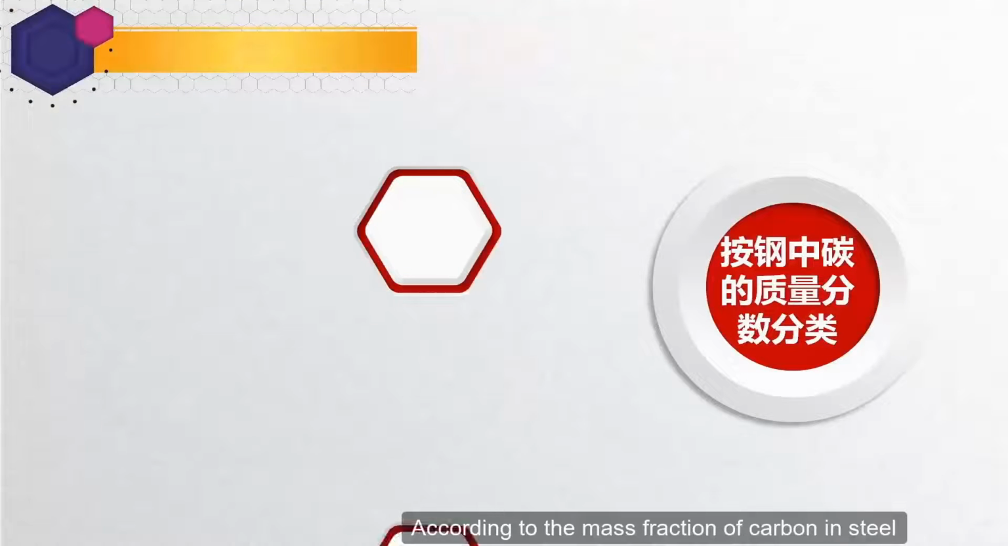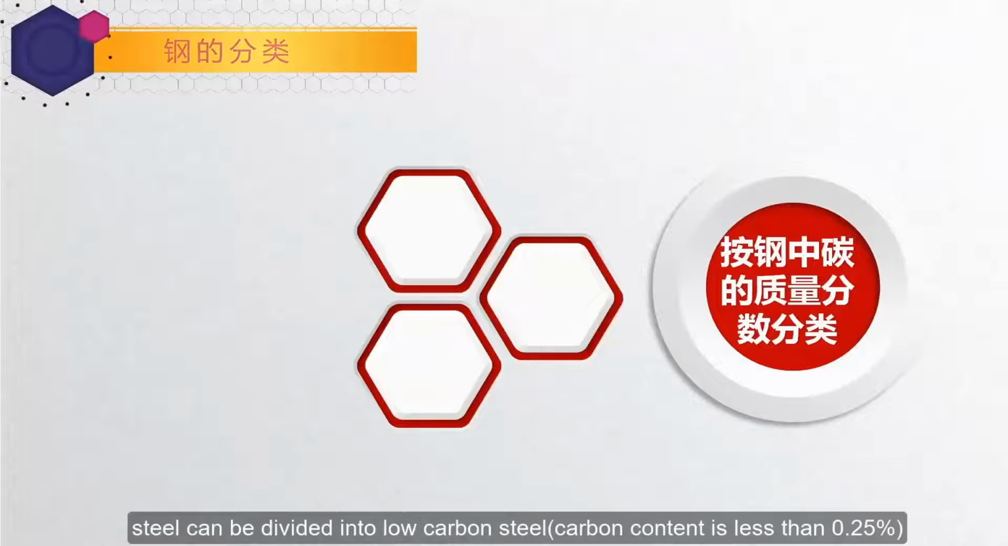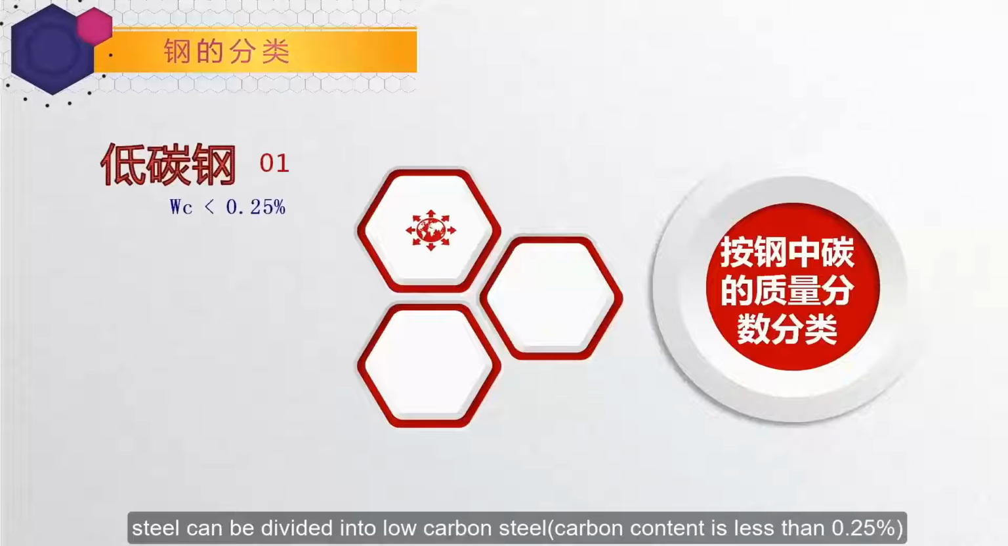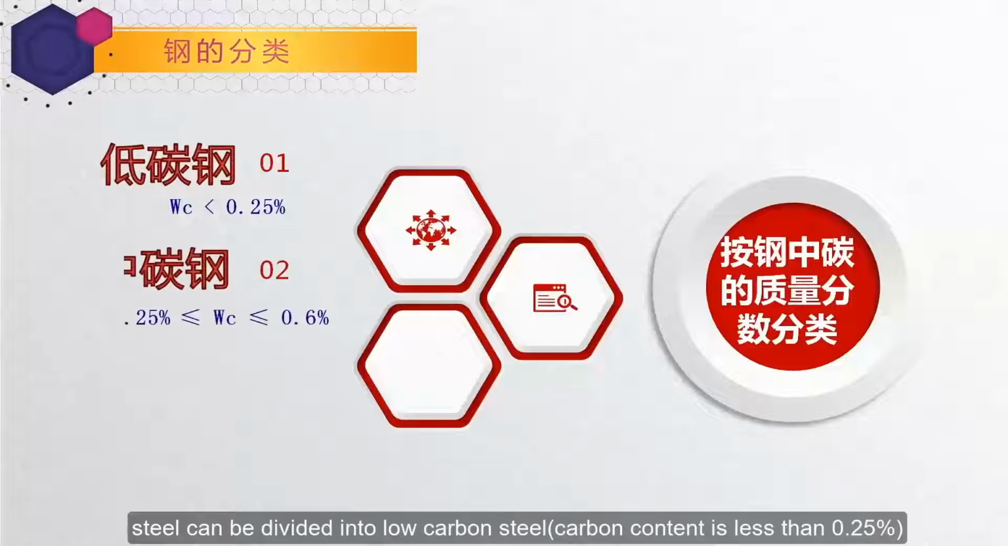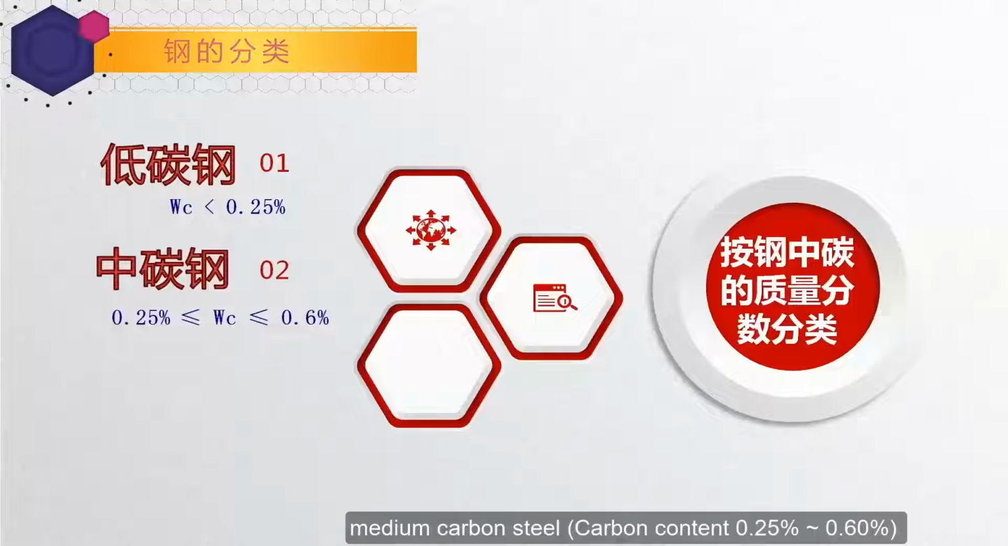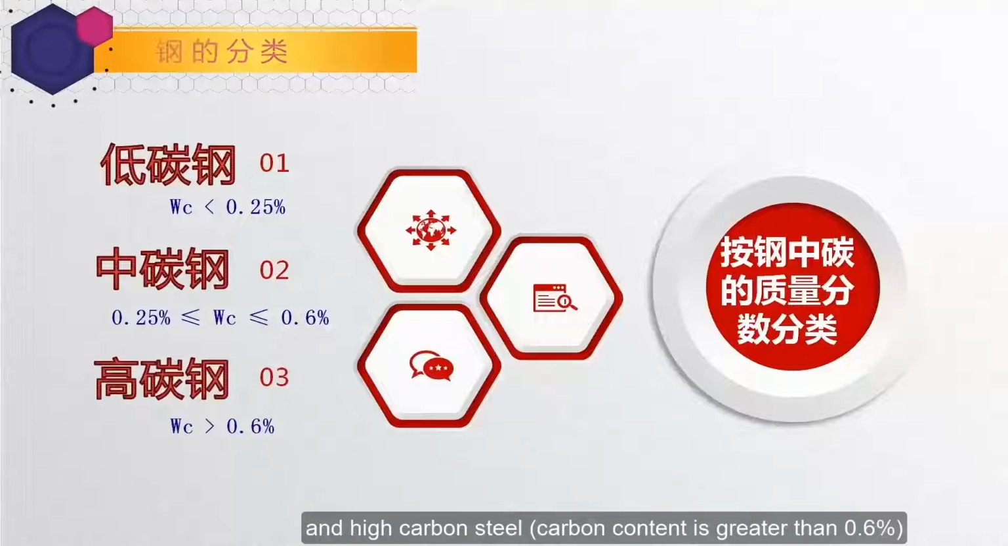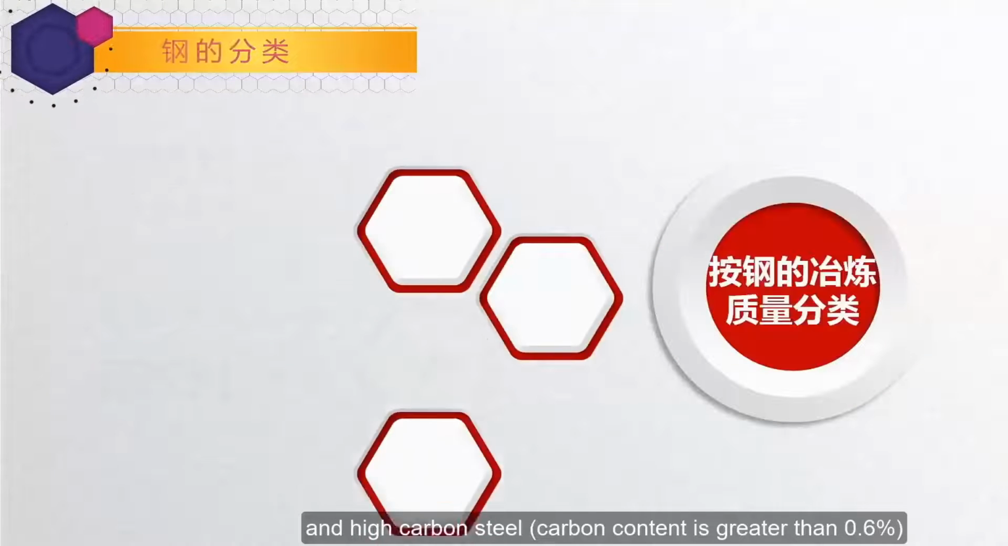According to the mass fraction of carbon in steel, steel can be divided into low-carbon steel, carbon content is less than 0.25%. Medium carbon steel, carbon content 0.25% to 0.60%, and high carbon steel, carbon content is greater than 0.6%.